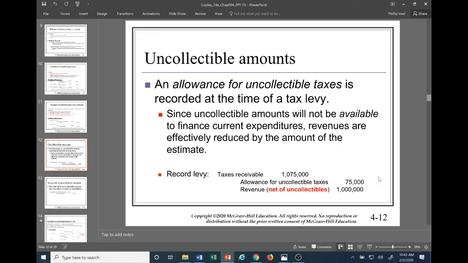Because if we don't have an allowance for uncollectibles, revenue is going to be overstated, because we know there's no way we're going to bring it all in. So it's important here to set up that allowance for uncollectibles. Just think of it exactly like trade receivables with the allowance for doubtful accounts in your for-profit business accounting. Okay, makes sense there?